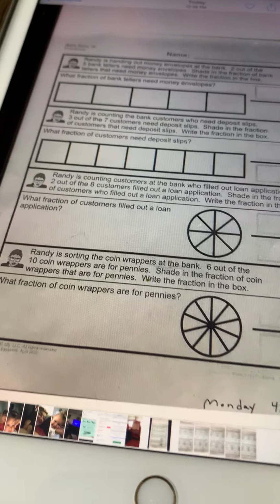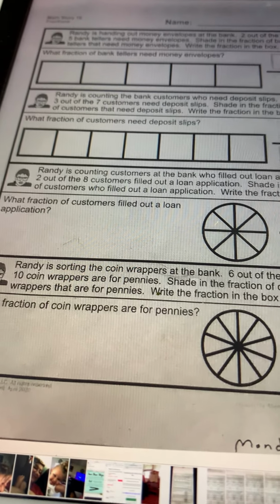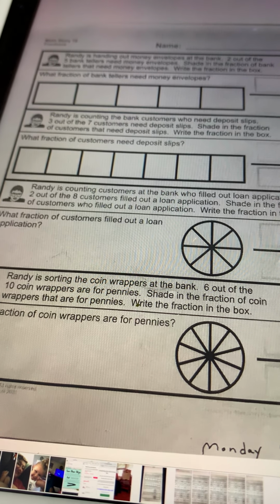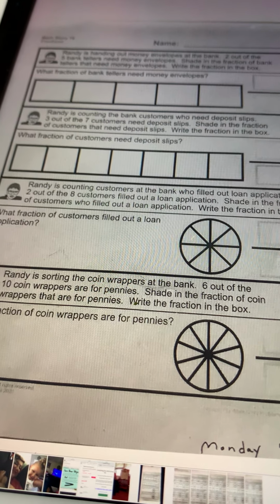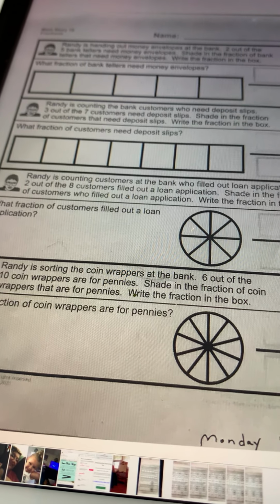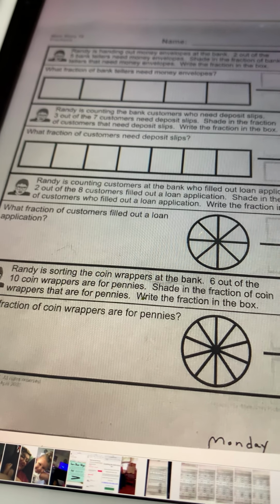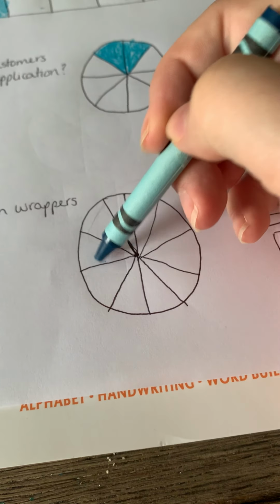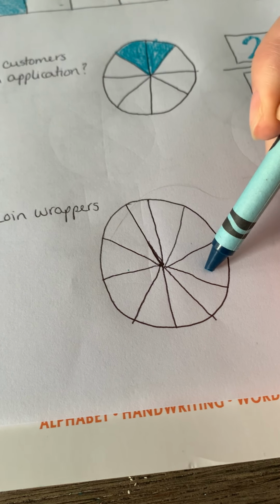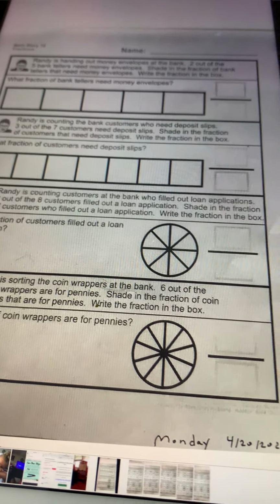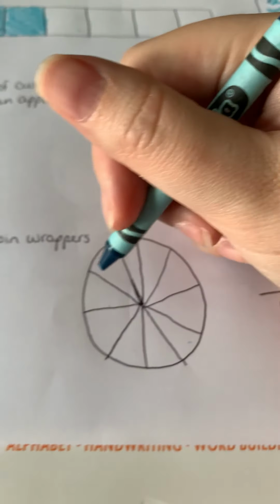Okay, and then our bottom one reads, Randy is sorting the coin wrappers at the bank. 6 out of the 10 wrappers are for pennies. Shade in the fraction of coin wrappers that are for pennies and write the fraction in the box. So we have a total of 10 coin wrappers. Let's count our pie slices. 1, 2, 3, 4, 5, 6, 7, 8, 9, 10. And how many were for pennies? 6 of them. So let's shade in 6.